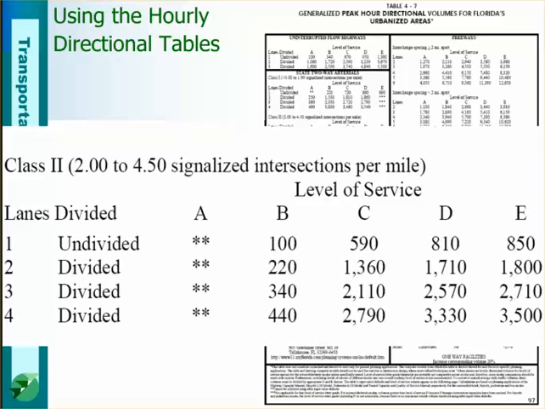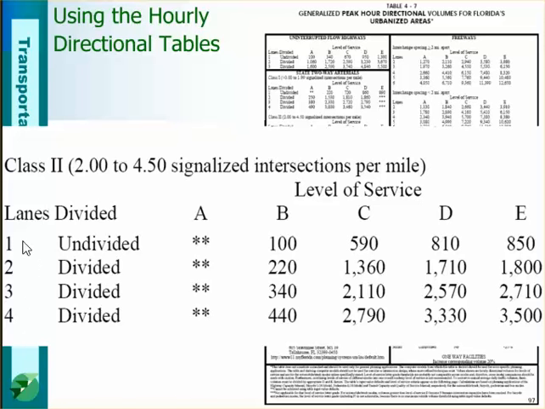Let me also point out that the Class Roman numeral 2 highway, which is from 2 to 4.5 signalized intersections per mile, we don't use that classification anymore. We call them something different, and we use the speed limit. But again, the concept is still the same.